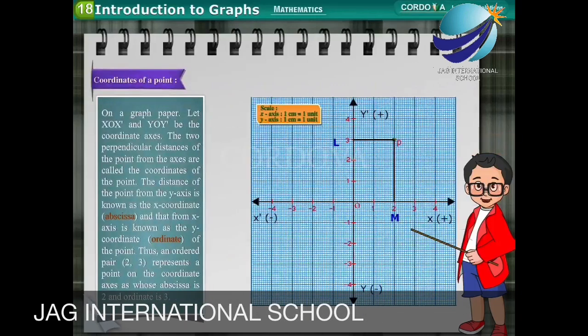Coordinates of a point. On a graph paper, let XOX' and YOY' be the coordinate axes. The two perpendicular distances of the point from the axes are called the coordinates of the point. The distance of the point from the y-axis is known as the x-coordinate (abscissa), and that from the x-axis is known as the y-coordinate (ordinate) of the point. Thus, an ordered pair (2, 3) represents a point on the coordinate axes whose abscissa is 2 and ordinate is 3.